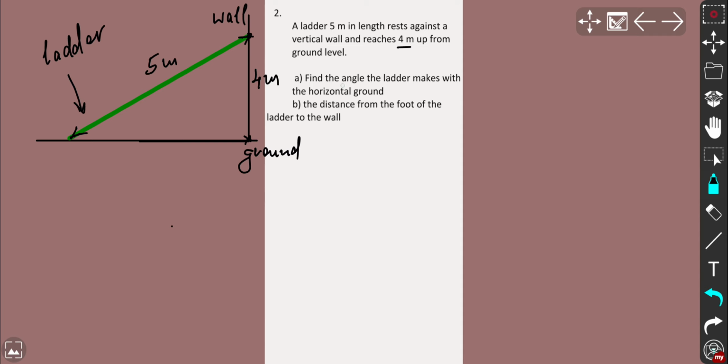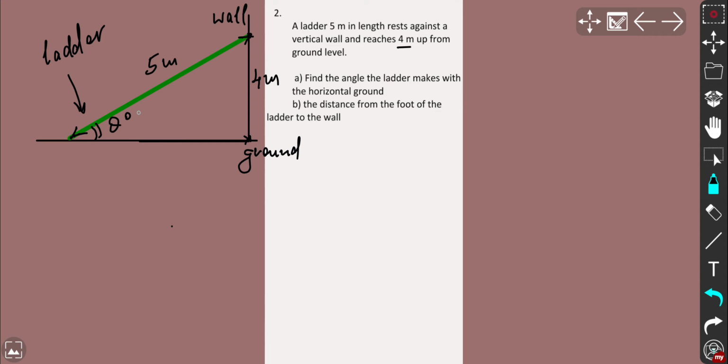Okay, we need to find the angle that the ladder makes with the horizontal ground. Where is this angle? That's the angle of elevation. Just remember the elevation angle is the angle between your inclined object, or inclined side, which might be a line of sight if a person is watching or looking at a distant star, and the horizontal level. In this case, it's pretty obvious that this angle is right there. So we need to find that angle.